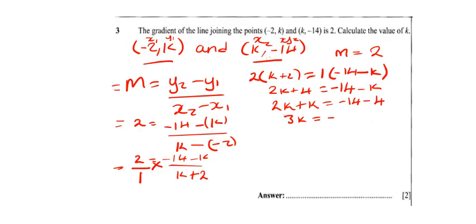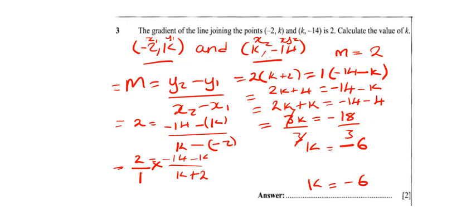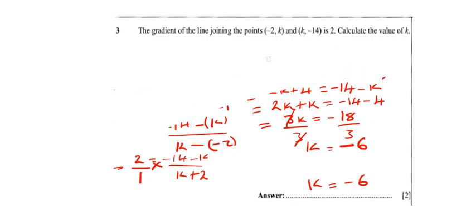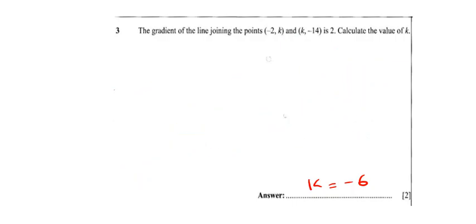Since you have negative and negative, you add and take the sign of the bigger number. So it will be negative 18 over 3. So your k will be equal to negative, 3 into 18 is 6. So you say k is equal to negative 6. Any questions? Clear? So that's your answer.